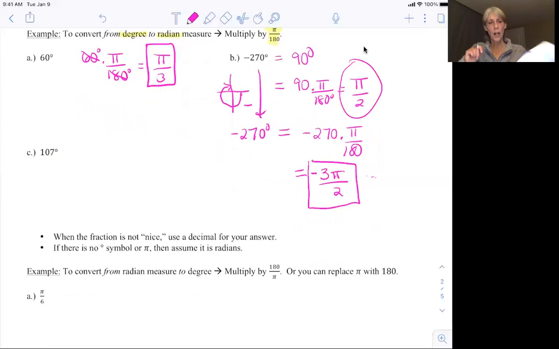Now here's a weird one, 107 degrees. When I multiply by pi over 180, I notice it's not going to go in evenly. When this happens, when the fraction is what we call not nice, we're going to use a decimal in our answer, which means we're going to use the number pi.